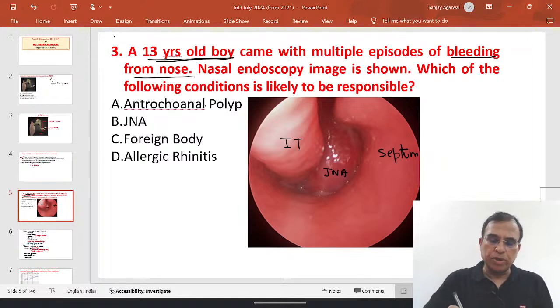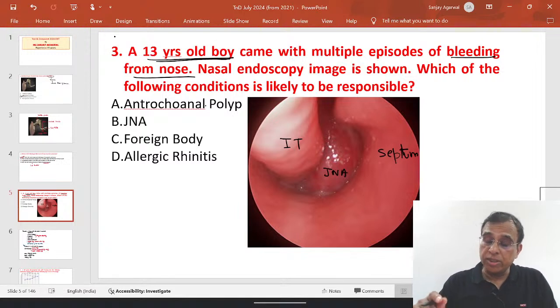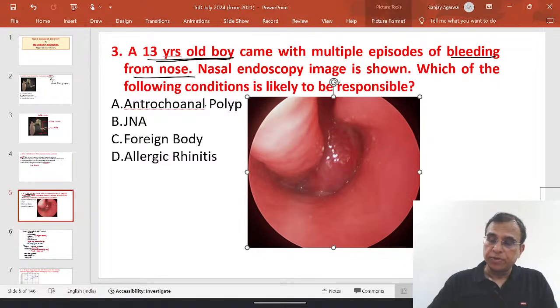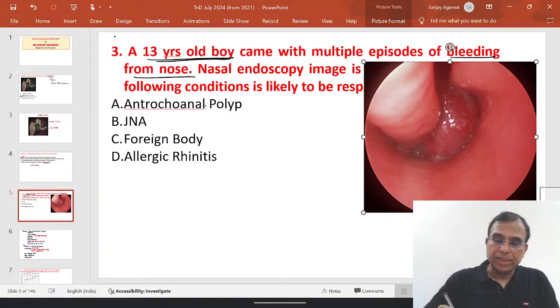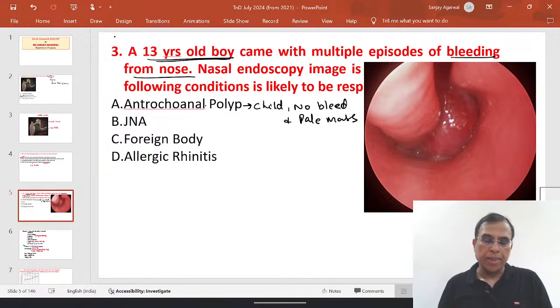Now antrochoanal polyp also is seen in males, also seen in juvenile age group. Antrochoanal polyp is also seen in children, juvenile age group, but no bleed. It never bleeds, and it is pale in color, pale mass. So it cannot be polyp because everything is opposite. The look is different, the history is different, only the age is same, nothing else is common.